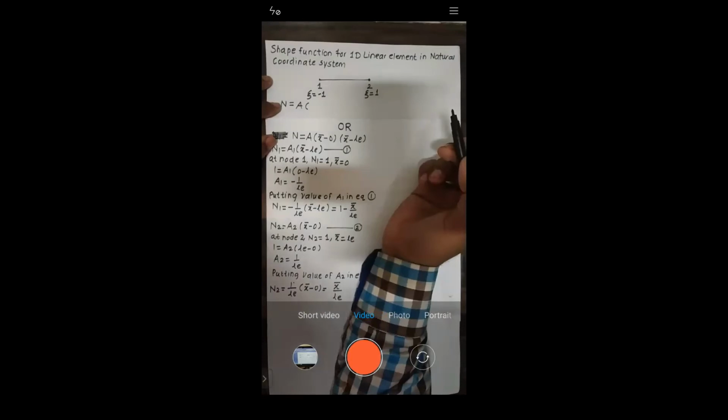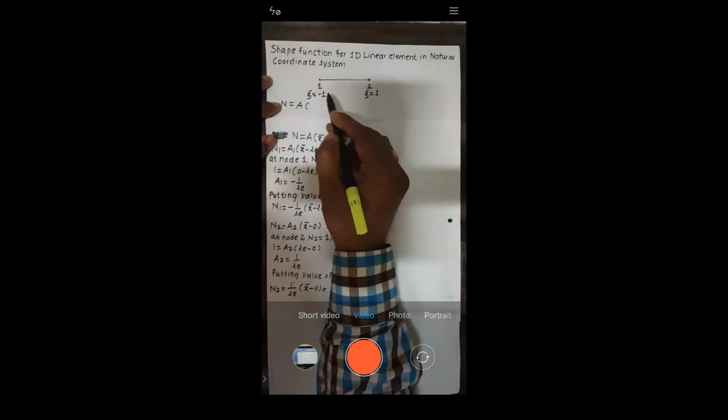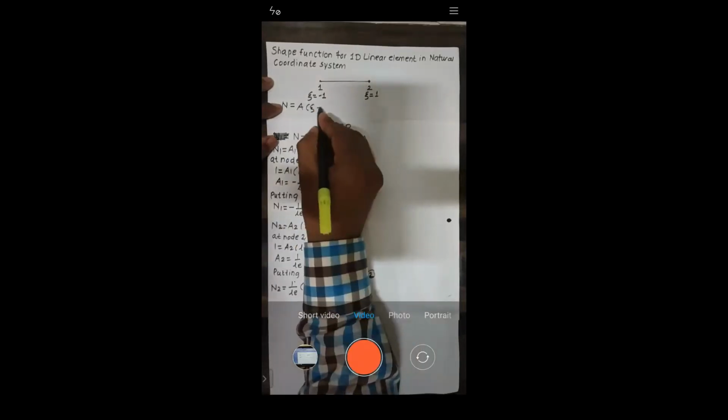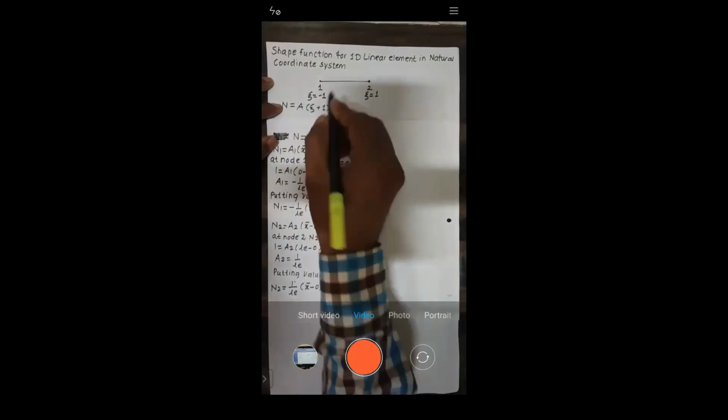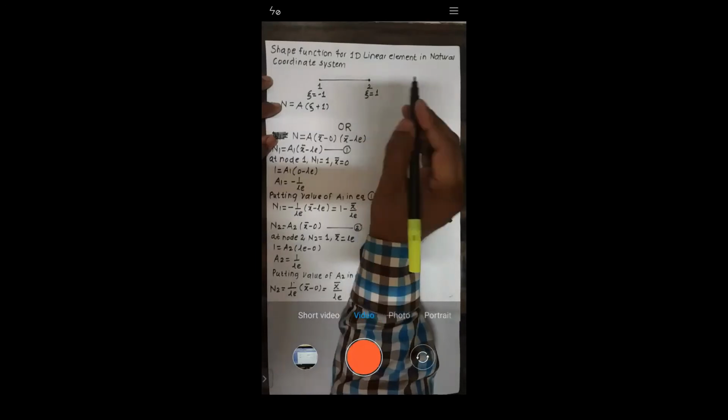Right. When you bring this -1 on this side, it becomes +1. So zeta plus 1 is equal to 0 here, and here zeta minus 1 is equal to 0. So here it is zeta minus 1. Is it okay? This is the overall shape function which you have written.